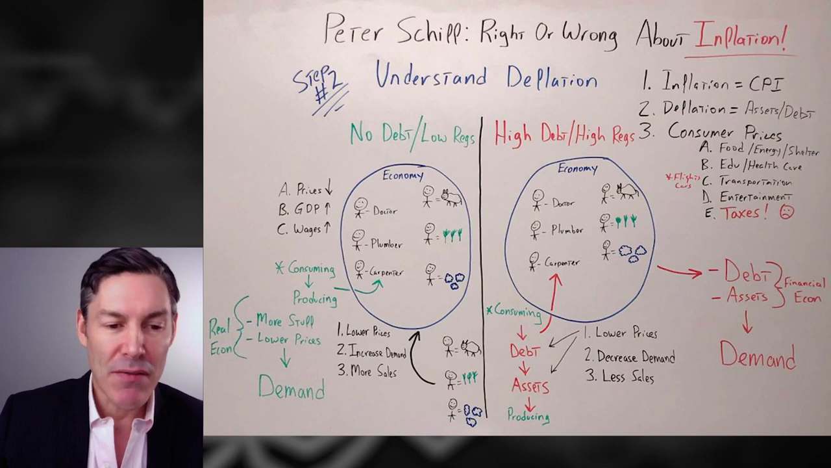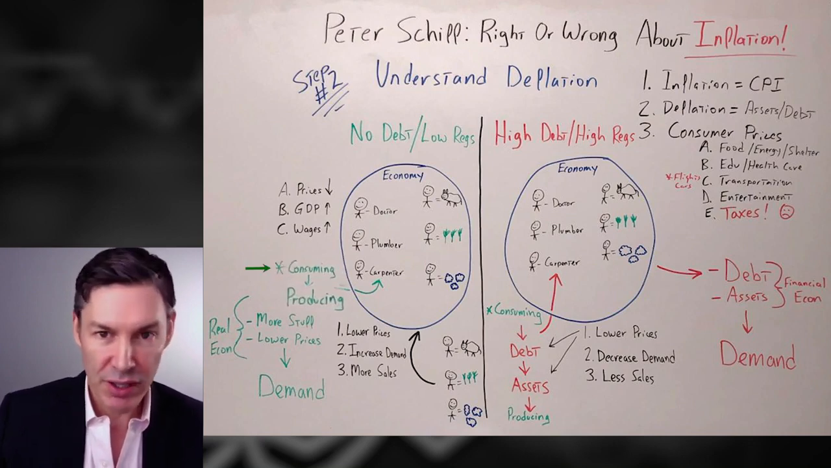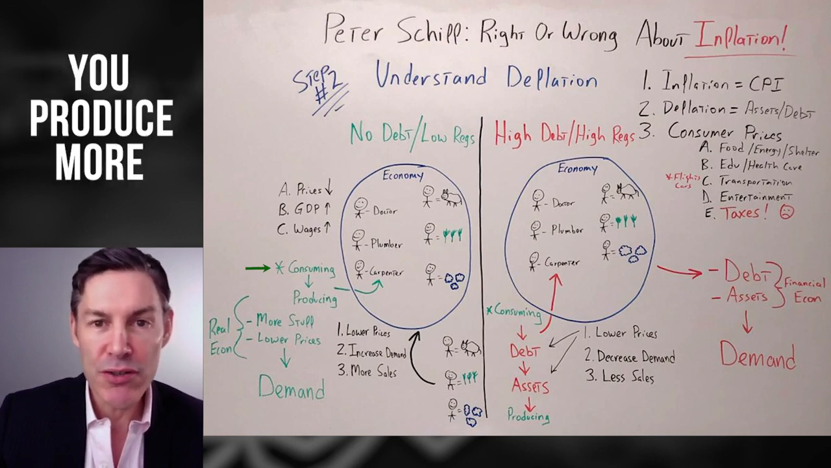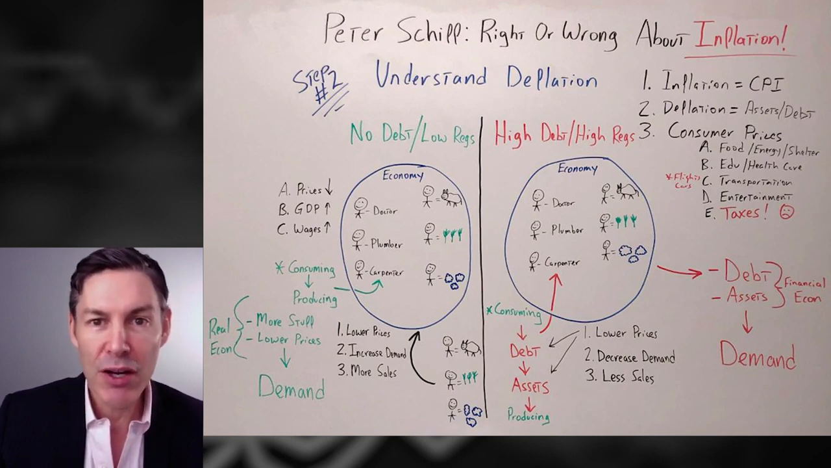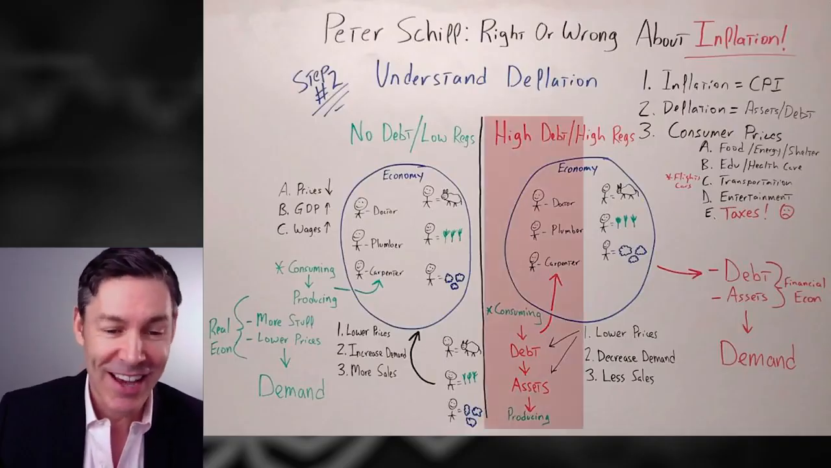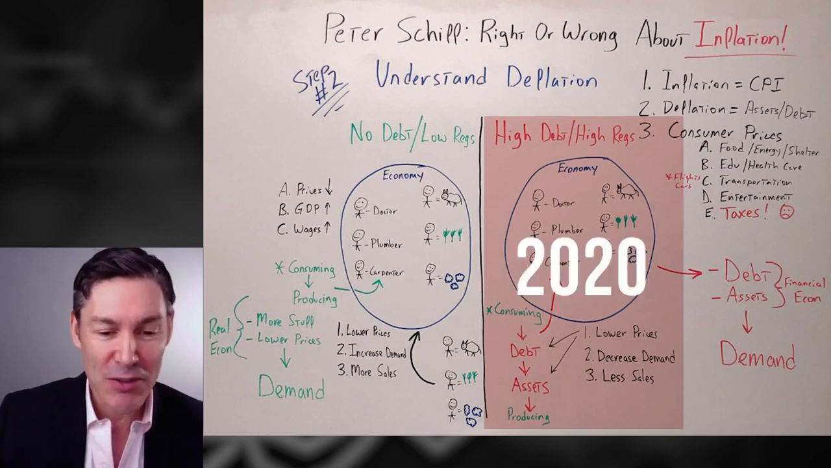In this type of economy, consuming equals producing. Meaning, as you produce more, you consume more. There's a direct correlation. And you may be saying, well, duh, George, I get that. But yeah, it's not that simple. Wait till we get to the next economy that's more representative of 2020.